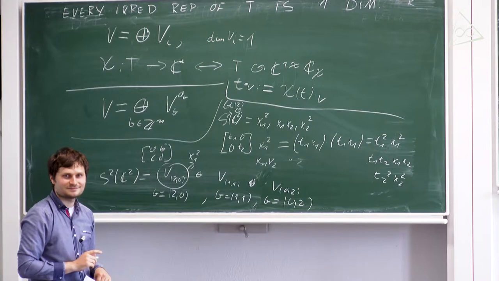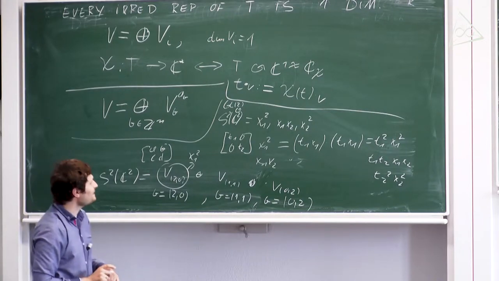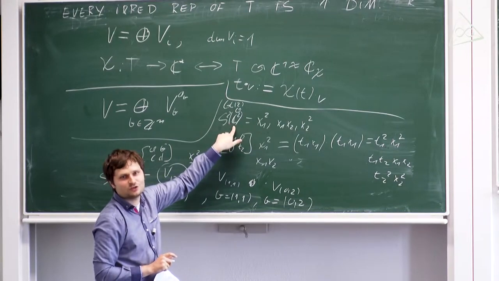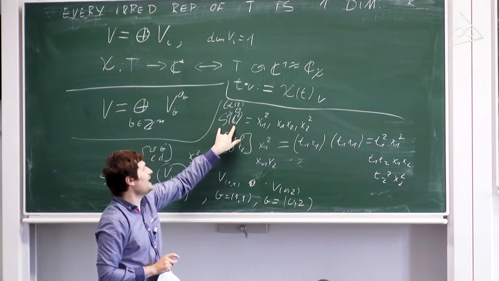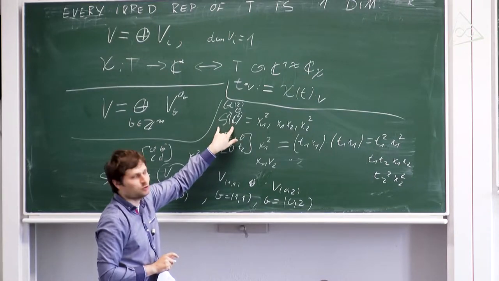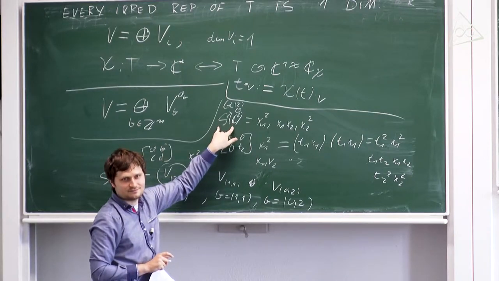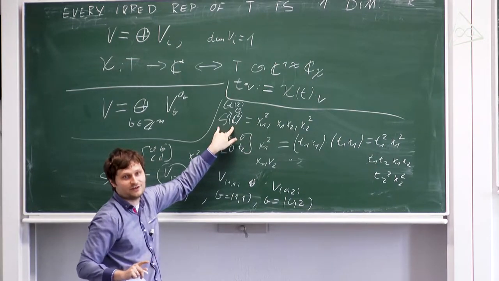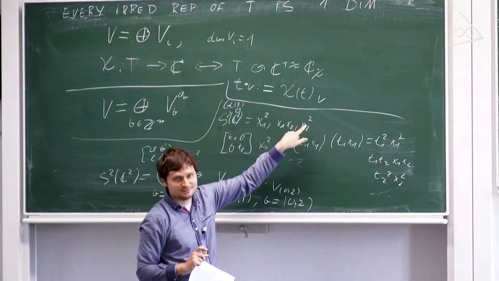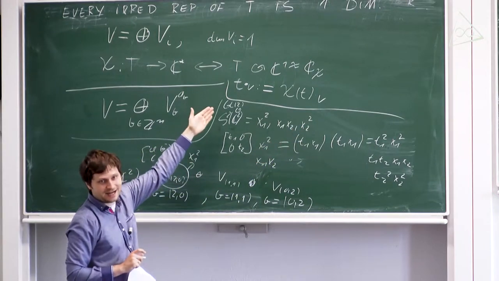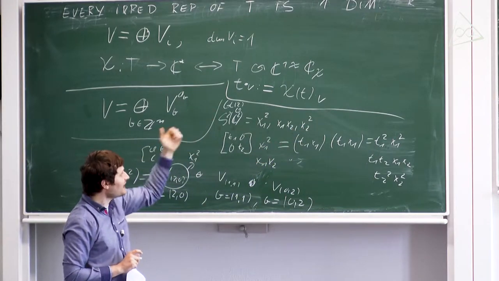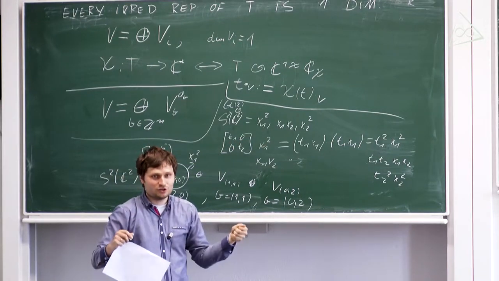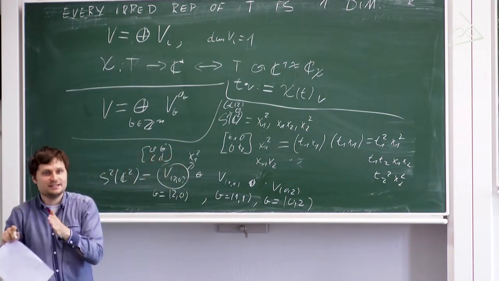Okay, so first problem, what is S2 of C2? That's the second symmetric power of C2. If you don't know symmetric power, think about this as degree 2 homogeneous polynomials in two variables. That's a three-dimensional space on which GL2 acts. It acts very naturally because you just act on a product by acting on every linear factor.